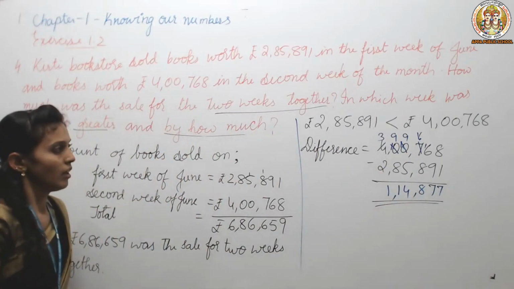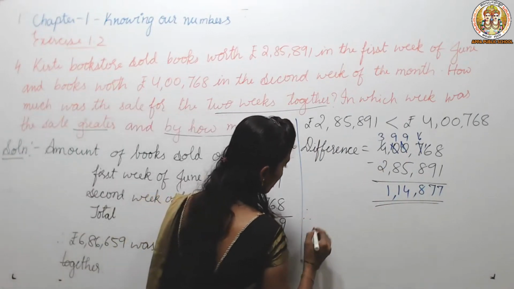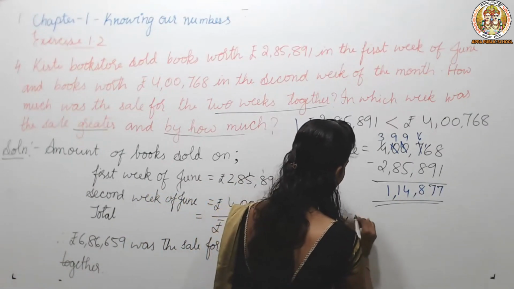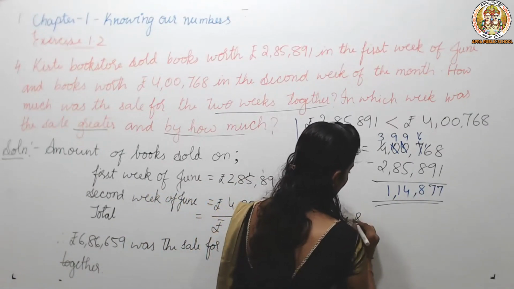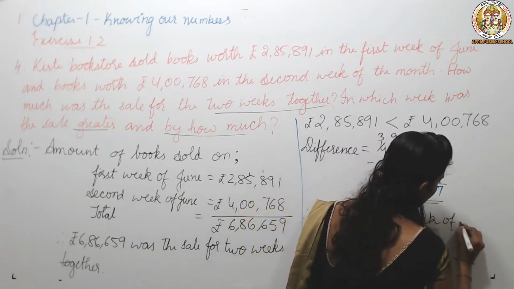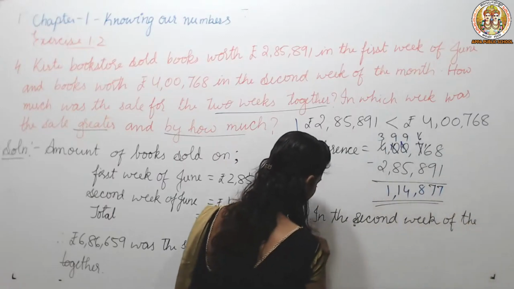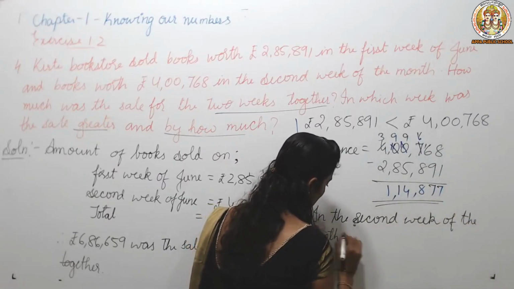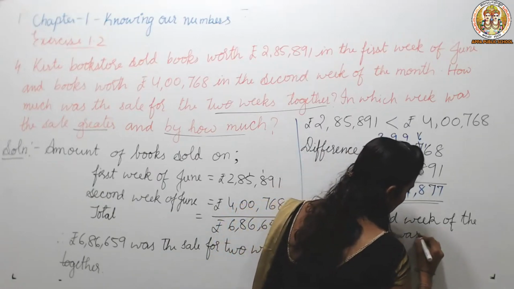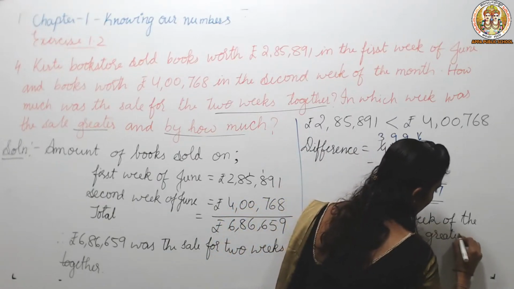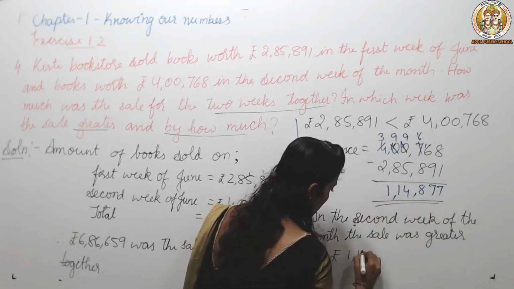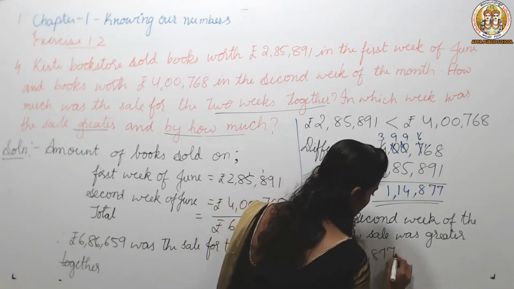So, therefore, in the second week of the month, the sale was greater. The sale was greater by how much? By rupees 1,14,877.